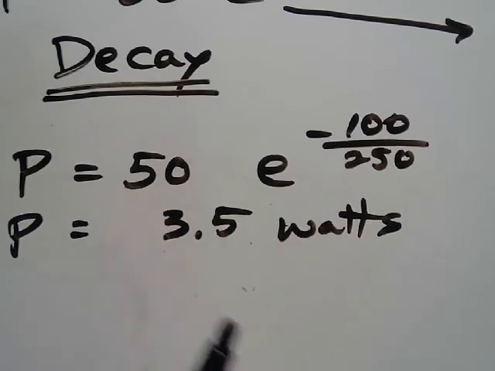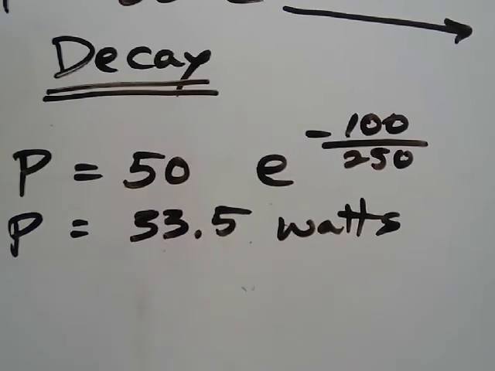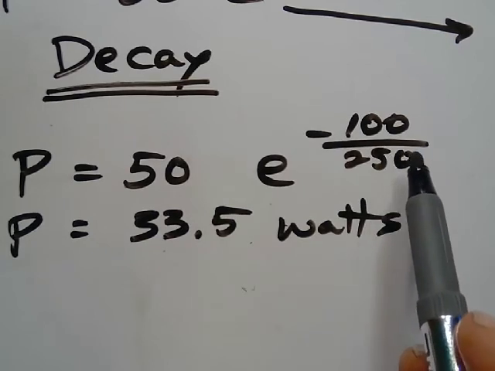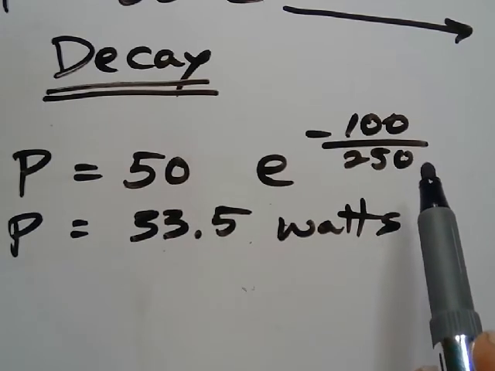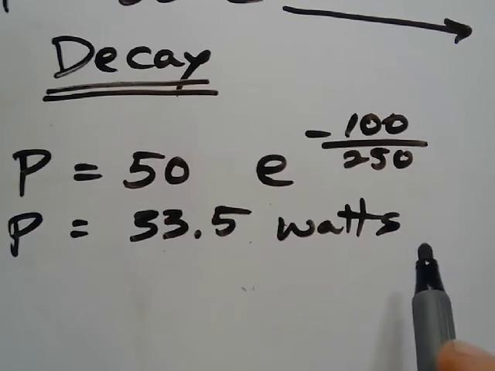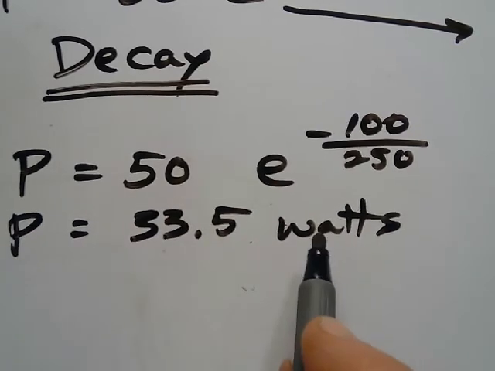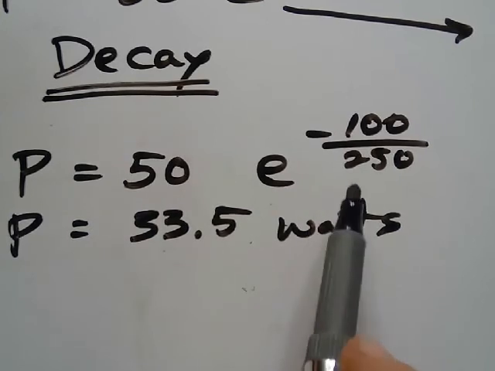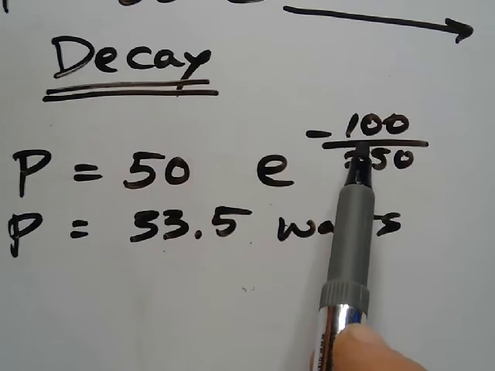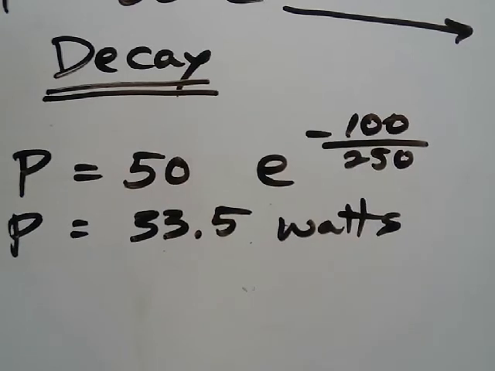Okay, 33.5. Well, what happened here? It went down, and the reason it went down is because this is a decay problem. The power deteriorates in the spaceship or the satellite or whatever it is, and it goes down. So this underscores the fact that if this exponent is ever negative, you're going to have a decay problem. Let's summarize that.